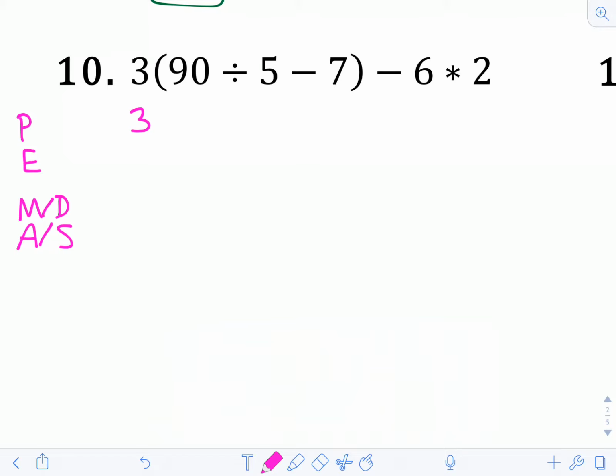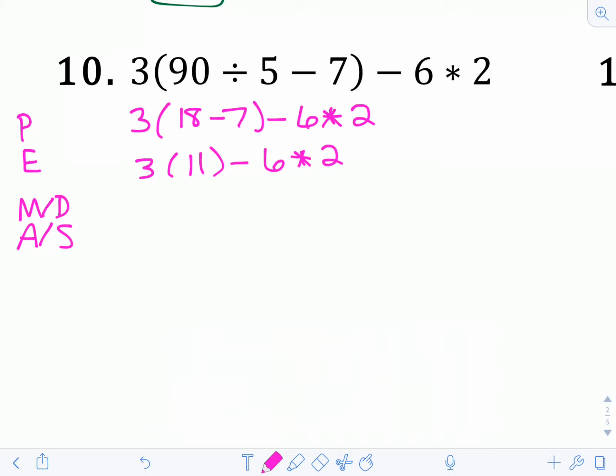So I have to do 90 divided by 5, and you can take some time and do that off to the side. 90 divided by 5 is 18, minus 7, minus 6 times 2. Okay, still have parentheses, and inside those parentheses we just do 18 minus 7. 18 minus 7 is 11. So now I'm done with my parentheses. There's nothing inside the parentheses that I can simplify because it's just 11.